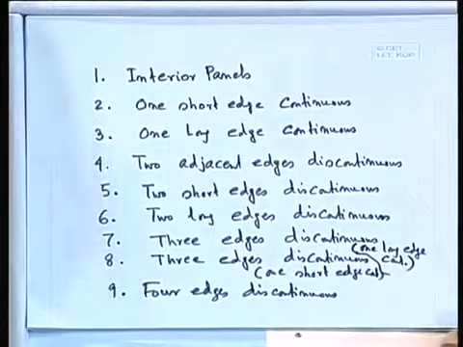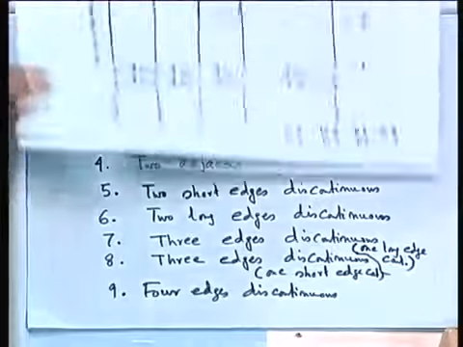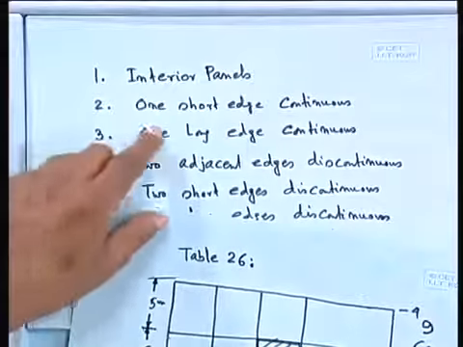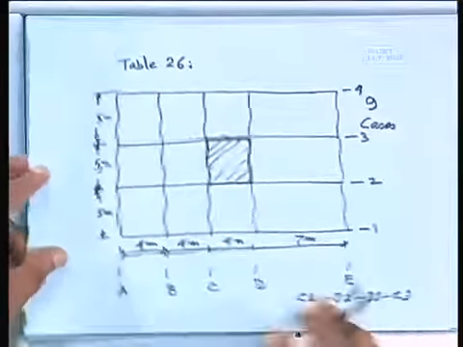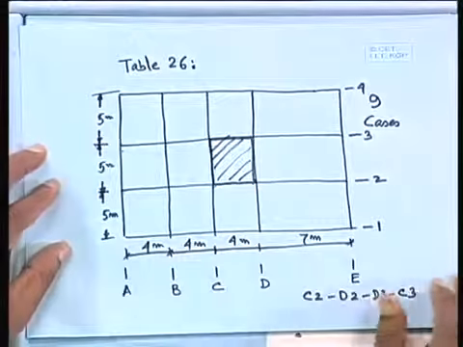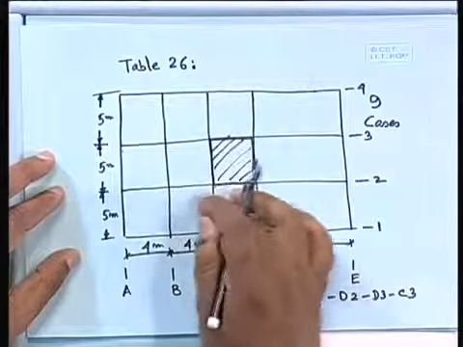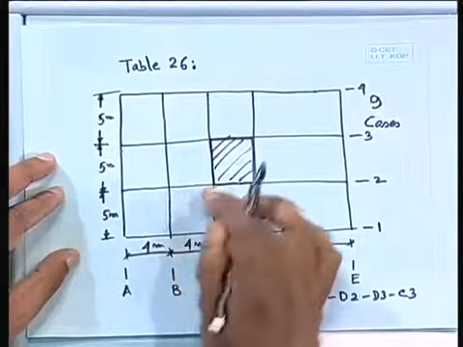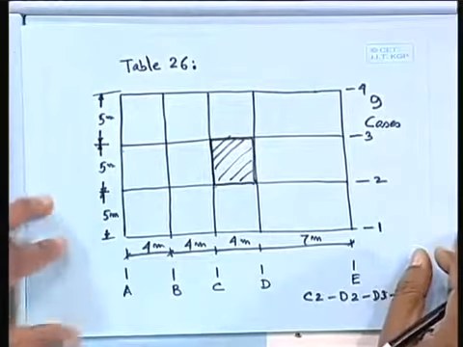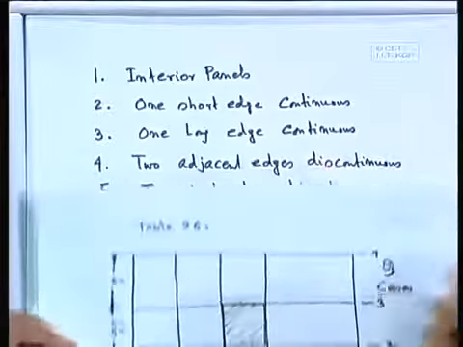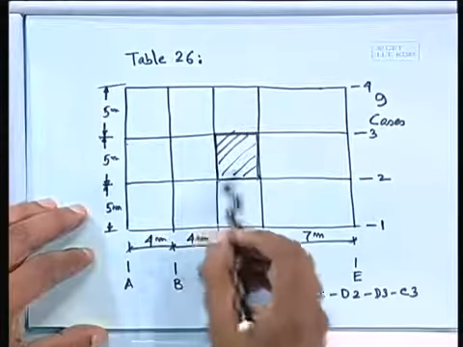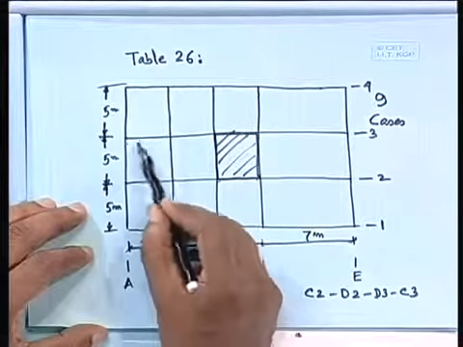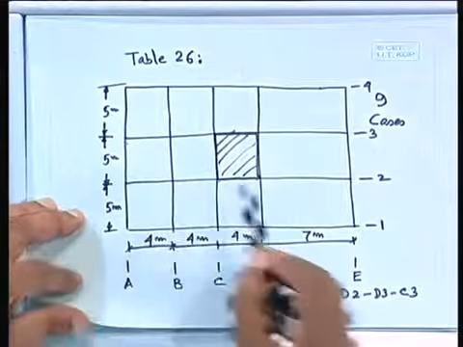So these are the 9 different cases possible. Now let us come to the figure which we have drawn in the last one, that is interior panels. Whether we can have one short edge continuous, here one short edge continuous, that means all other edges are discontinuous, so in this case we can have this panel. This is your shorter edge, so that is continuous. Similarly, we can have one long edge continuous. It means that this is your longer edge and this is your shorter edge. So this edge is continuous. So this is another panel, another case.